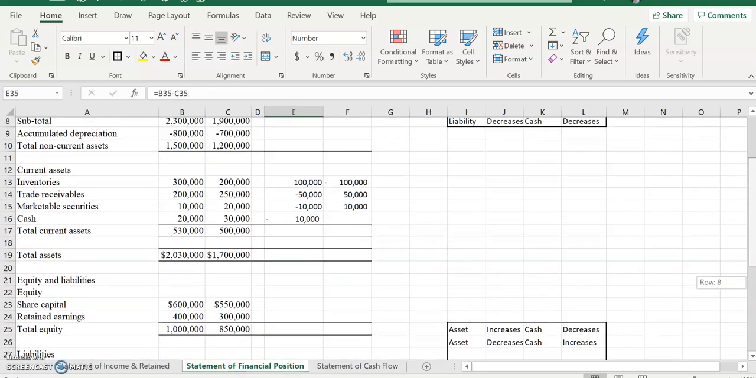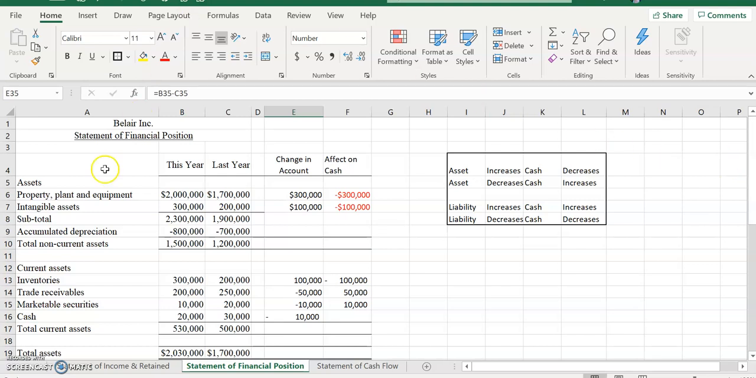So we've got our property, plant, and equipment. It was 1.7 million. It went up to 2 million. Well, it went up by 300,000. So if we bought, say, a building for 300,000, we had to give them cash. So if that asset went up, our cash balance went down. Intangible assets, they went up by 100,000, so our cash had to come down.